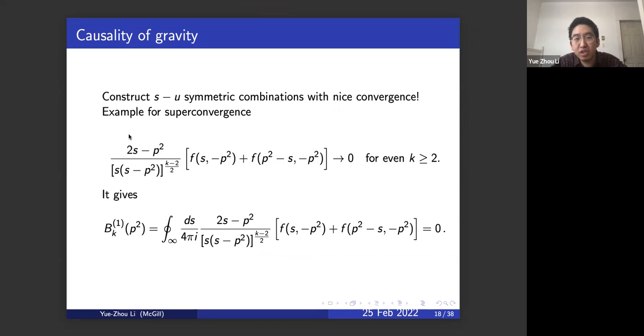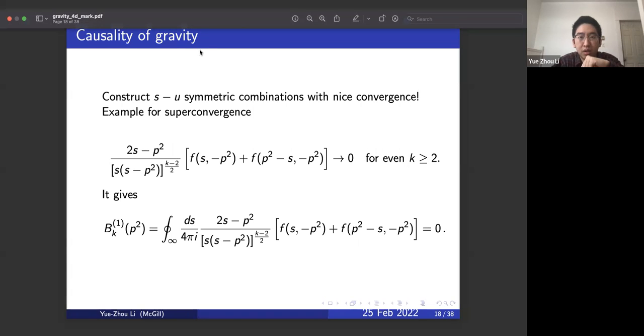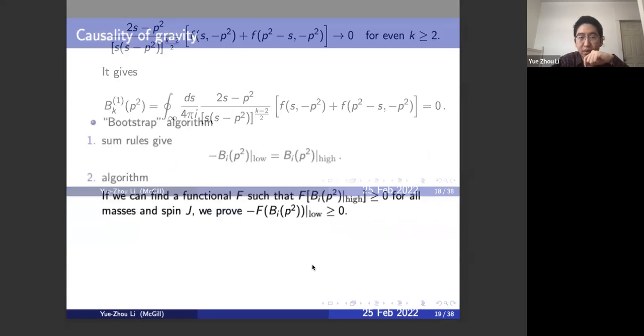So let me just give an example of a superconvergent sum rule. This is the superconvergent sum rule here. Because if we use this thing plus this thing, it makes sure it's su symmetric. And of course, this thing is su symmetric. And this coefficient here is su symmetric. And this thing goes to 0 for all even k here, when k is larger than or equal to 2. And this gives this superconvergent sum rule here. So this is just a simple example.